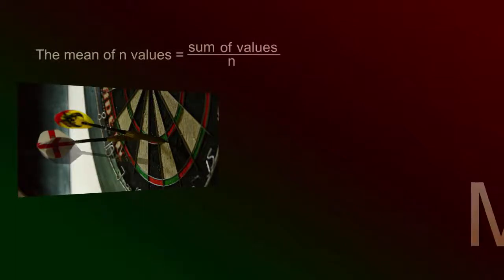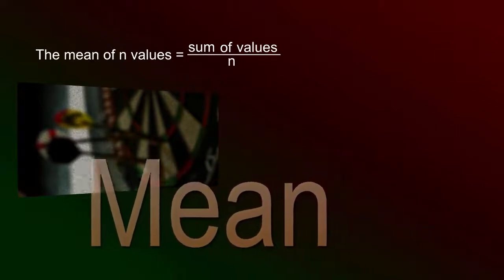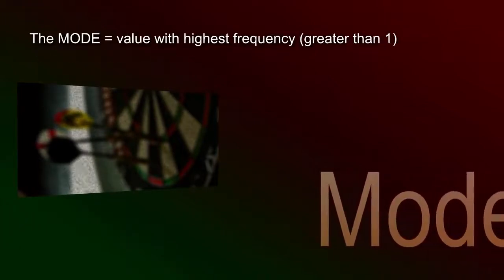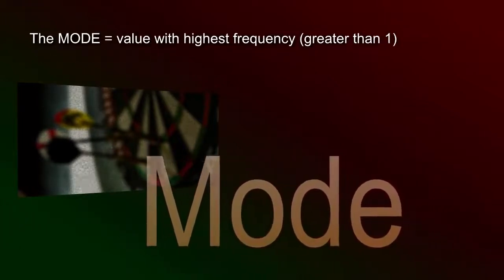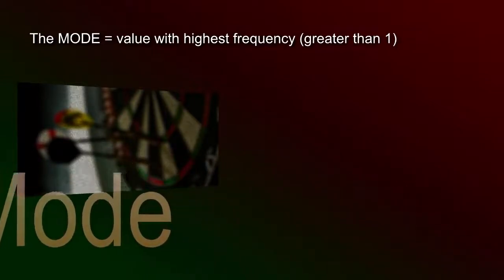First of all, the mean. We take the total of all the 6 scores and divide by the number of observations, and that's the mean. If we want the modal score, we simply look for the most common score, the most common number of observations.